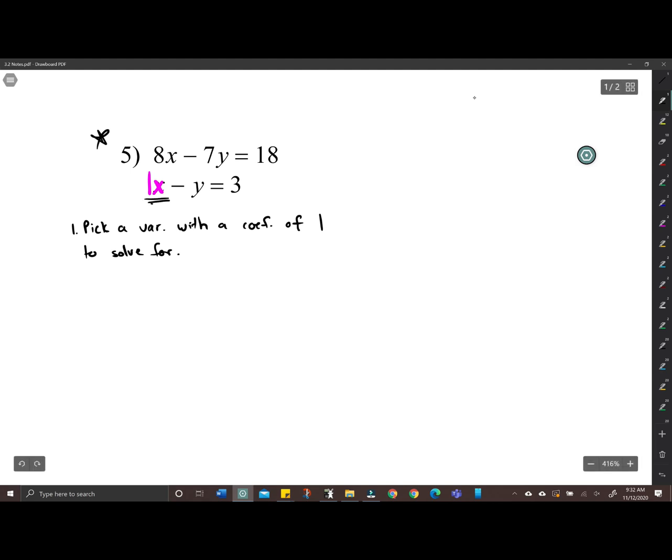What you're looking for is an x or a y that's all by itself. So what we can do with that is we can say, well, if I add y to the other side, then I have x is equal to y plus 3. So I'm using this second equation, and then I'm going to substitute x, which is the y plus 3, into the x of the other equation.